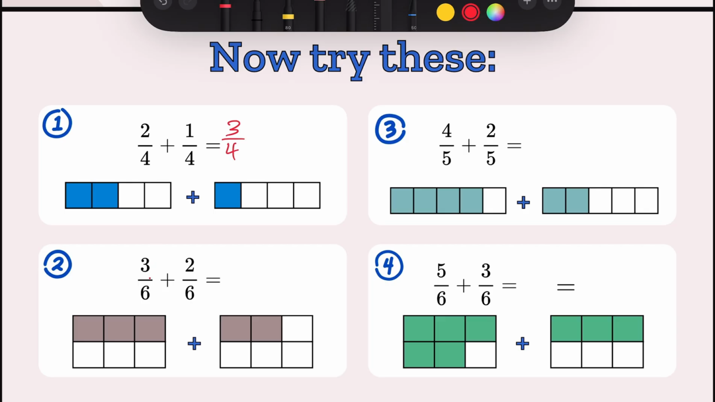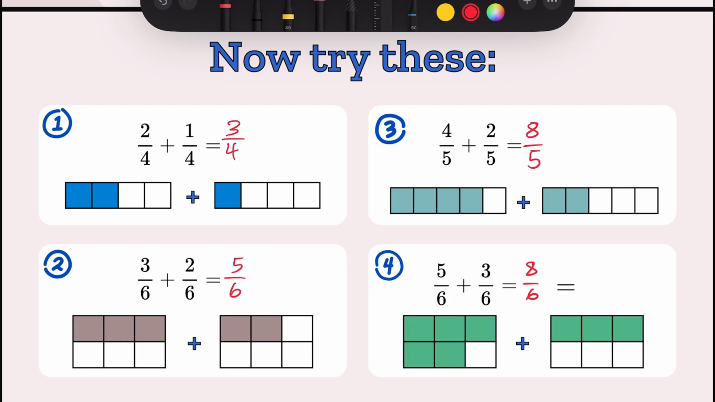Here we have 3 over 6 plus 2 over 6. 3 plus 2 is 5, and then we keep our denominator. 4 plus 2 is 6, and then we keep our denominator. And then here we have 5 plus 3, which is 8, and we keep our denominator.